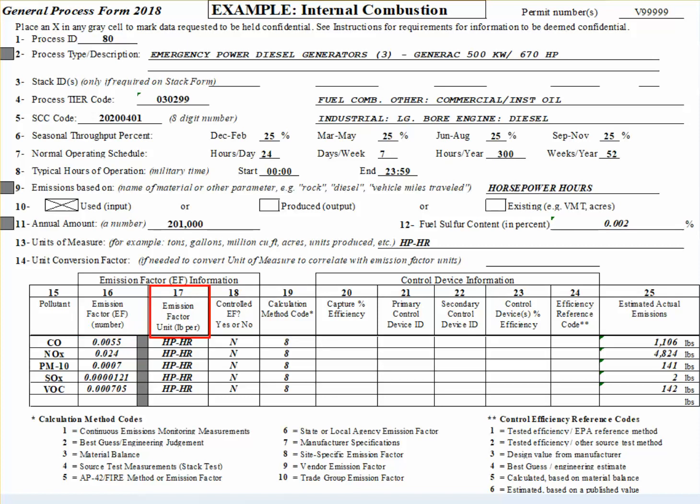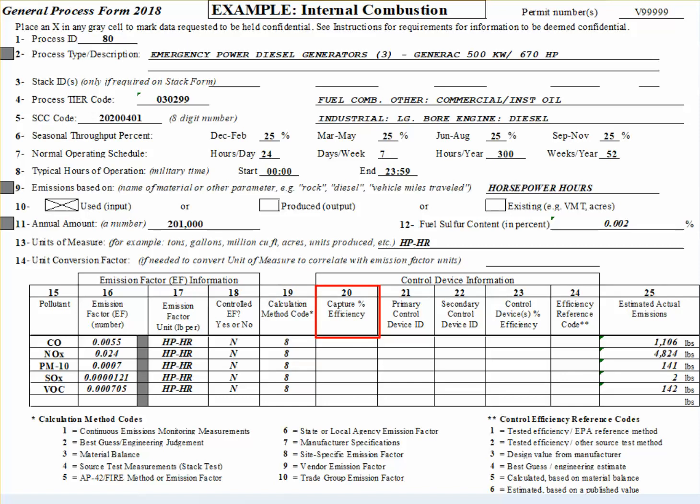Emission factor unit per pound should match the annual amount unit of measure in Field 13, and in cases where it does not, the unit conversion factor in Field 14 should be used to convert to matching units. Controlled emission factor field indicates whether the emissions factor has a control device or not. The calculation method code describes how the emission calculations were performed as indicated from the list at the bottom of the form.